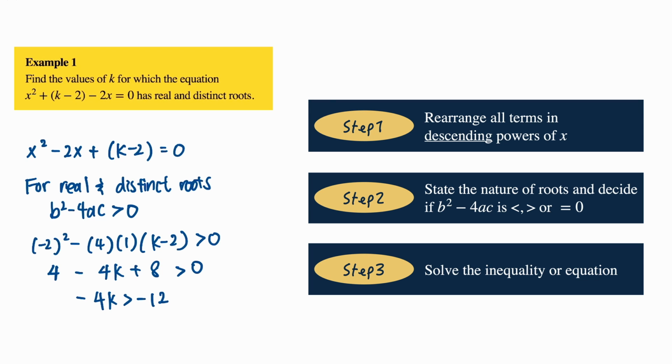And to find the value of k, you have to divide it by minus 4 on both sides, making sure to change the inequality sign because you have divided both sides by a negative sign. Now k is less than 3. This means that if k is less than 3, b squared minus 4ac will be more than 0, and the roots of the equation will then be real and distinct.